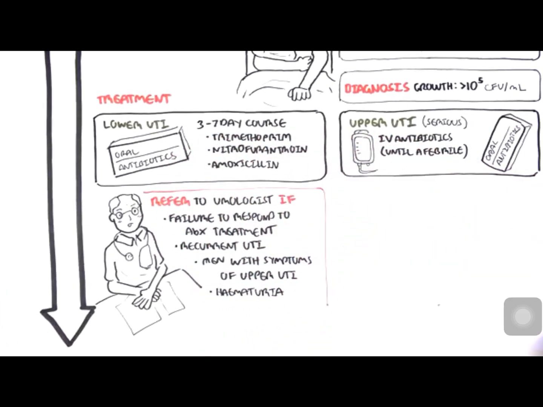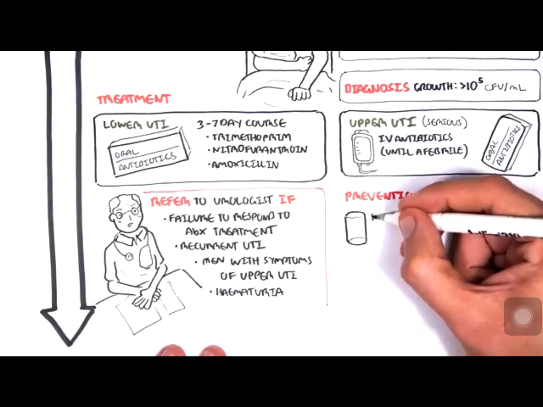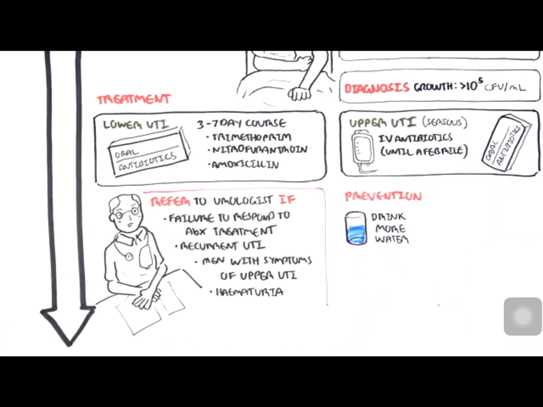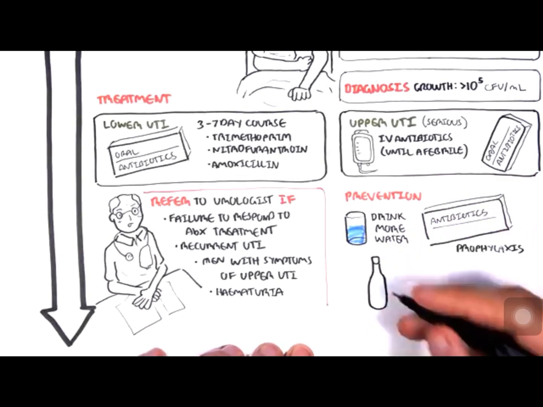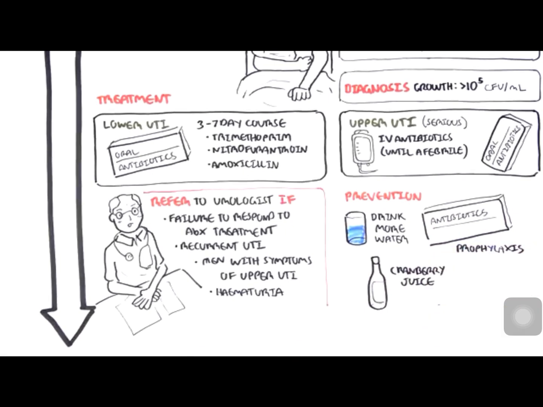And this is because it is very uncommon for men to develop upper UTI, and potentially could be a result of a more sinister anatomical abnormality. Finally, refer to urologists also if there is significant hematuria. Finally, preventative measures for UTI include drinking more water, antibiotic prophylaxis, especially for females with recurrent UTIs, and cranberry juice, although there are arguments for and against this.